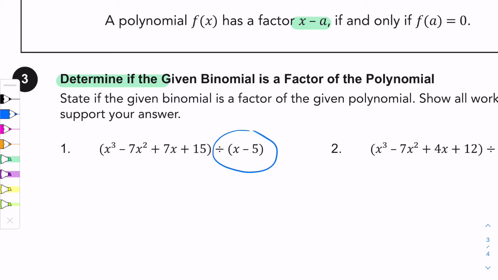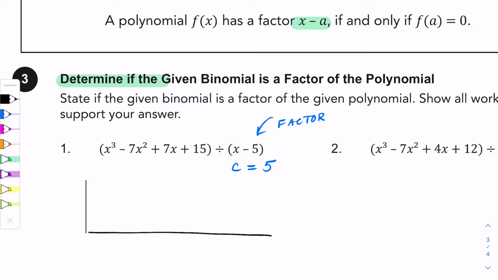This is not equal to 0. Previously, using the remainder theorem, it would say x equals 5. This is not the case. This time, this is a factor. So knowing that this is a factor, it's in the form of x minus c. In this case, c is equal to 5. Set up our long division.